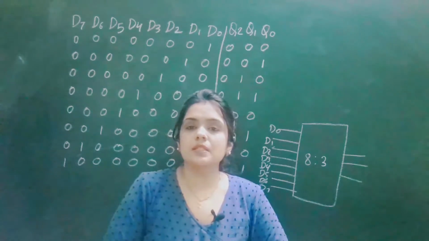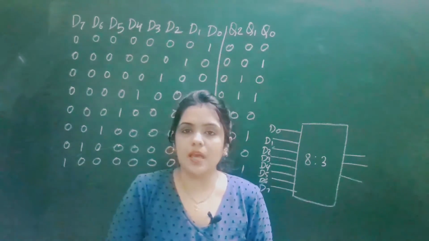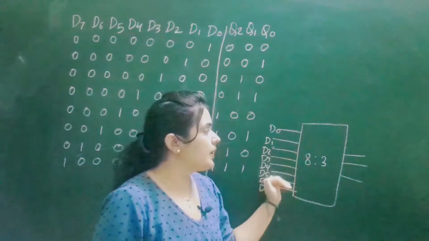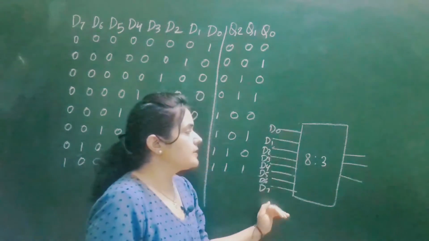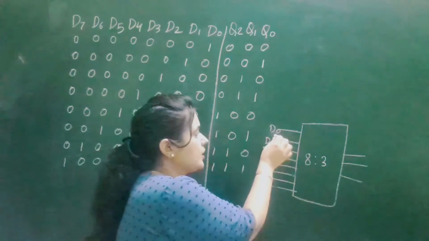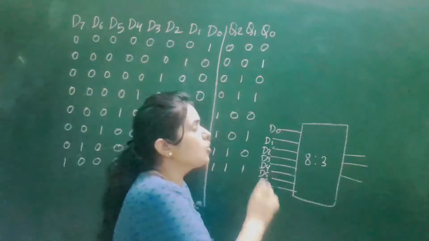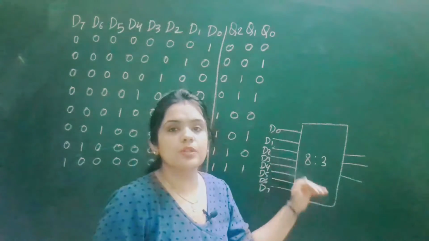In today's video, we will see the design of octal to binary priority encoder. This is the block diagram of simple 8 to 3 or octal to binary priority encoder, which has 8 input lines and 3 output lines. When any of the input lines is high, then the output will be the binary code corresponding to that line.